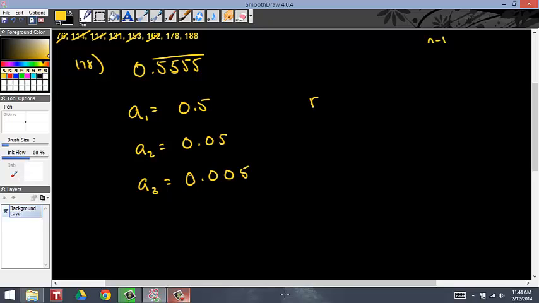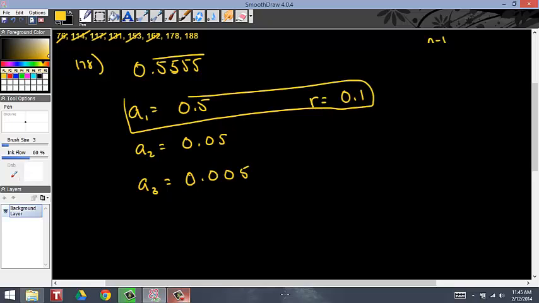Okay. How do you find R? Chris? Not minus. Divided, right? A sub 2 divided by A sub 1 or A sub 3 divided by A sub 2. What is R in this case? Should be 0.9. 0.1, right? Alan, I think you were a little bit ahead of the game. So this is all the information we need.